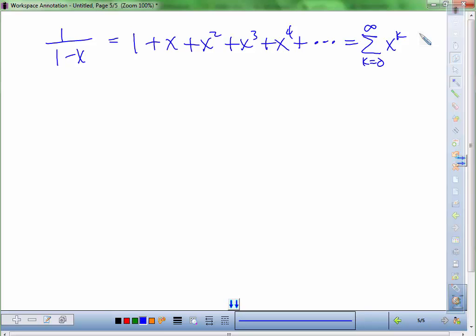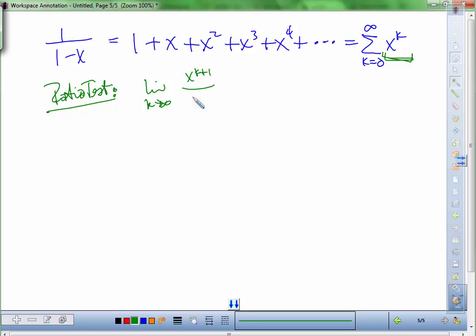Let's try to figure out what the radius of convergence is. And do you remember how to find out what the radius of convergence is? Ratio test. So let's take the ratio test. The ratio test tells us that we want to take the limit as k approaches infinity of the k plus first term over the kth term. Now, the only thing that I see in this generic term is x to the k. So the k plus first term must be x to the k plus 1 divided by x to the k. Well, this is just x.